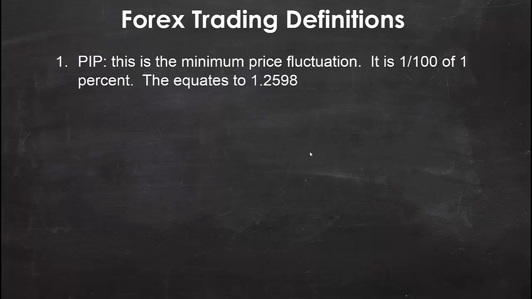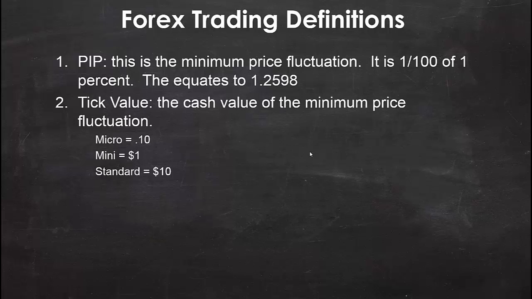Now, the pip is what drives the value of a currency. It is the 4th decimal in the currency quote. For example, if I say $1, 25 cents, 98 pips, that's how you would read that quote. The 8 in the 4th decimal, the 8 is the pip. It is what goes up and down. Now, the tick value of each pip is relative to what your lot size is.